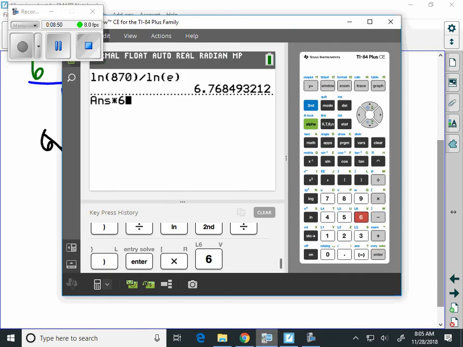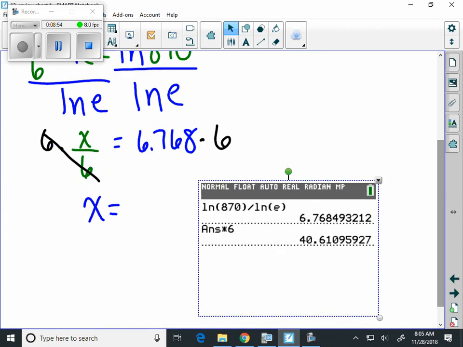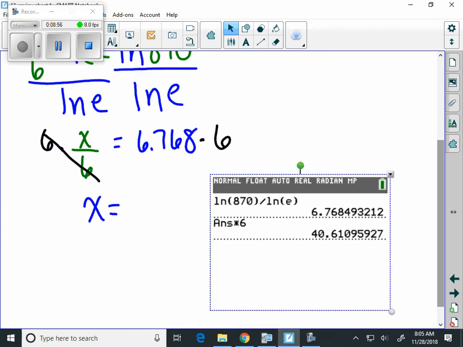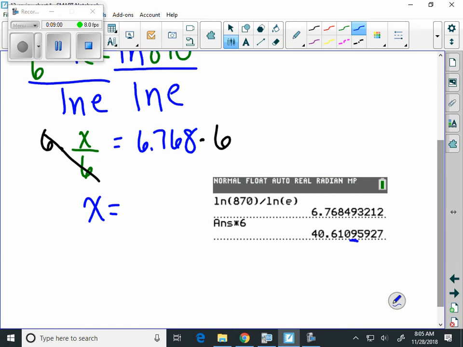Multiply by 6. And this is where we're going to round. Again, rounding to the nearest thousand. Well, we're looking at the 9 to determine what to do to the 0. And we're going to get 40.611.